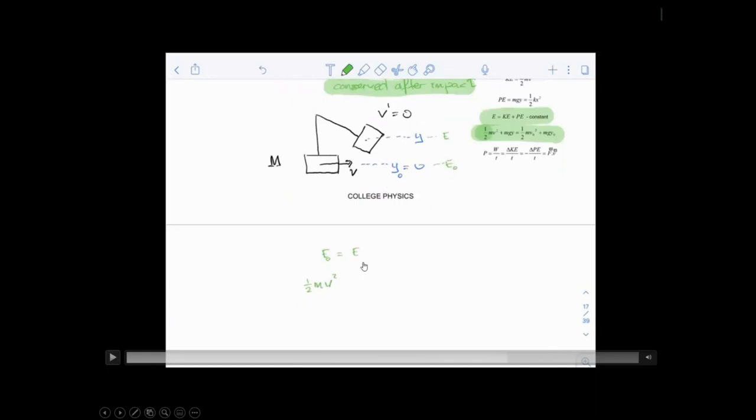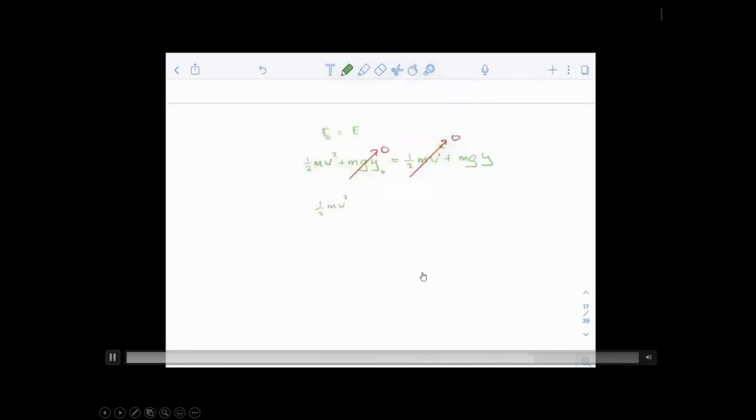Initial mechanical energy is a combination of kinetic and potential energies. All right, and this is the initial speed in this case. And here's the final speed, which has prime on it. All right, so final kinetic energy, initial kinetic energy, initial potential energy, final potential energy. Initial potential energy is zero. Final kinetic energy is going to be zero because it's not moving.